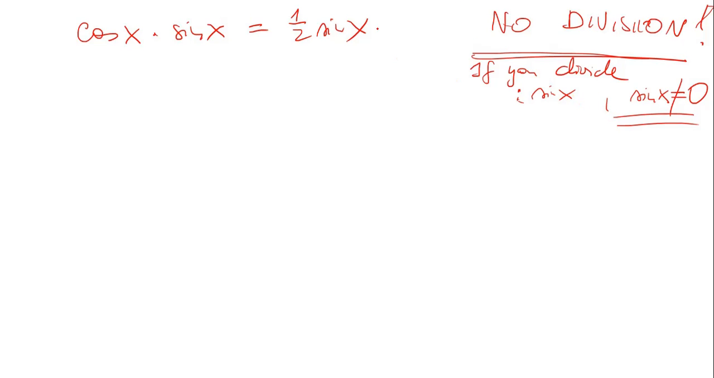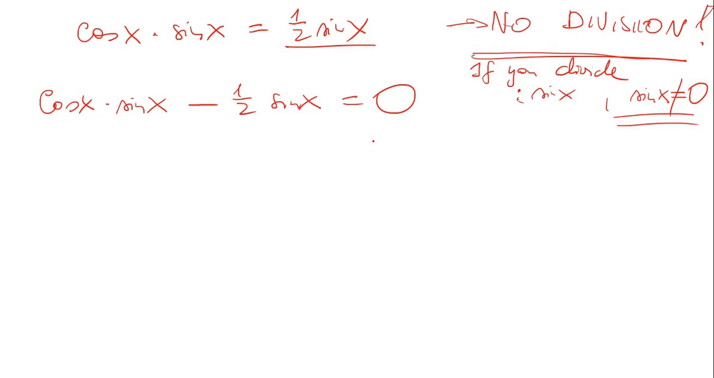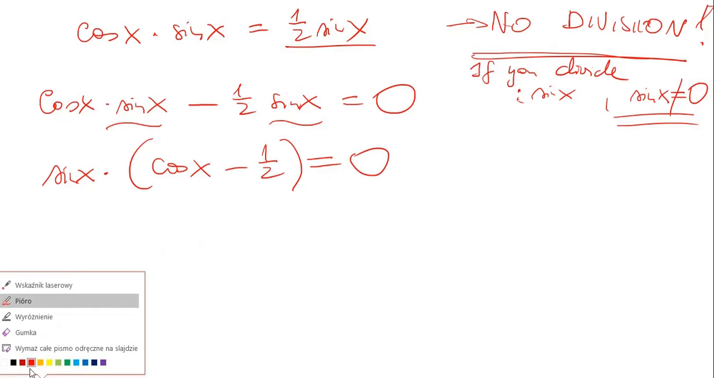So what is better here is to take the 1/2 sine x to the left side, and then we will take the sine x in front of the brackets, right? So let's see how it's going to work. We're going to take 1/2 sine x to the left side. Yep, there you go. Okay, and now the last thing we have to do is take the sine x in front of the brackets. And that's it, basically.